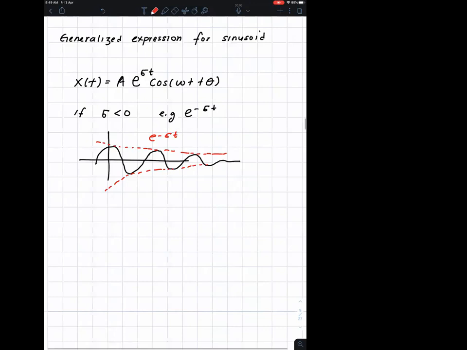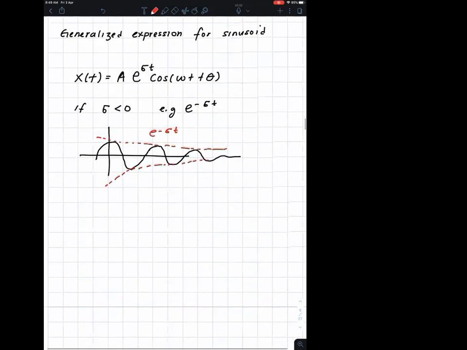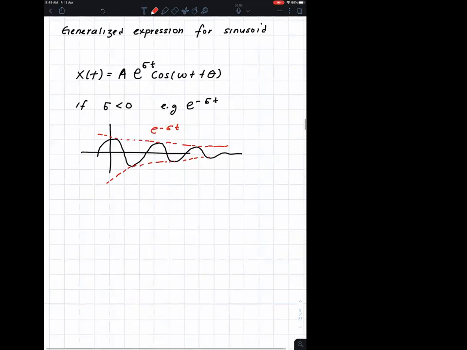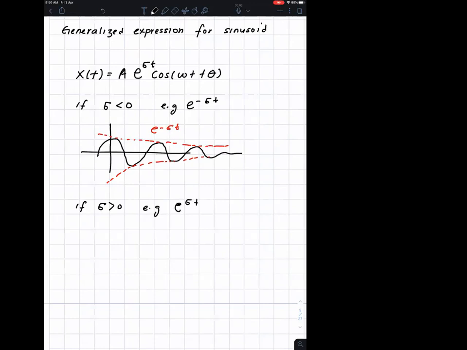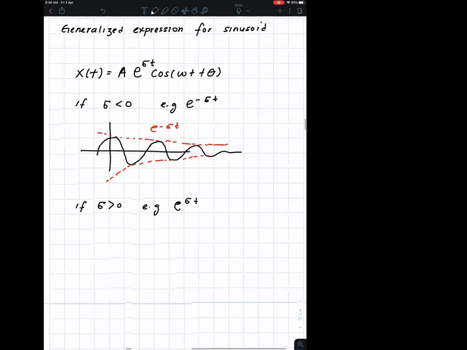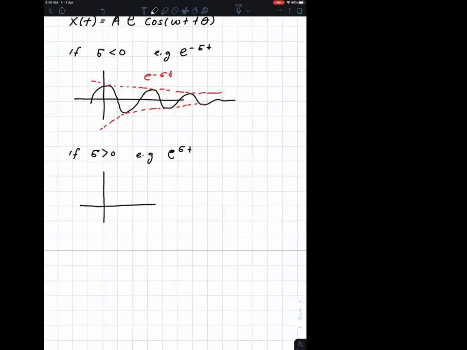If sigma is greater than 0, for example, if its exponent part is positive, then the signal is going to grow. It's going to grow unbounded. So this is not a stable signal. Let's say this is what happens during a tsunami wave.